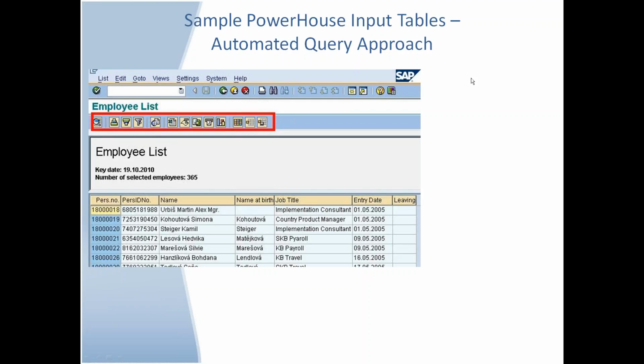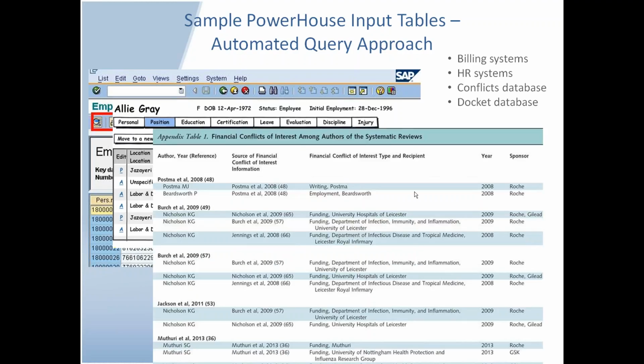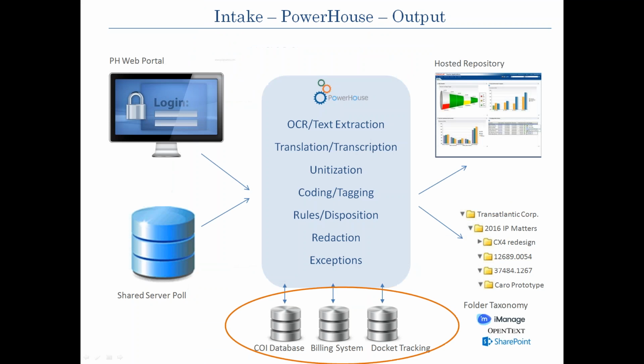SAP and other systems like that are quite used to being queried. They're built for that. And so it's a small deal for Powerhouse to come along and go, hey, can you give me some info? You'll see that with billing systems, HR systems, conflicts databases, even docket databases. Here's an example. Here's an HR system being queried. Here's a conflicts database being queried. And here's a docket, kind of an automated docket being queried. So again, just to give you a feel for, let me go back up, for what this little layer down here looks like.